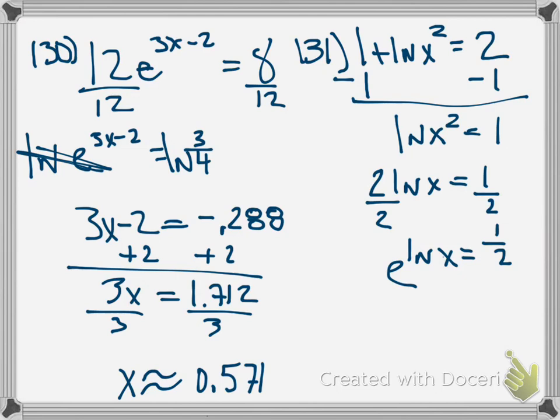And then I can do e. Remember, e and natural logs are always opposites of each other. That would leave me with x is equal to e to the 1/2 power, which would be approximately 1.649. Good enough right there. So moving on to the next.